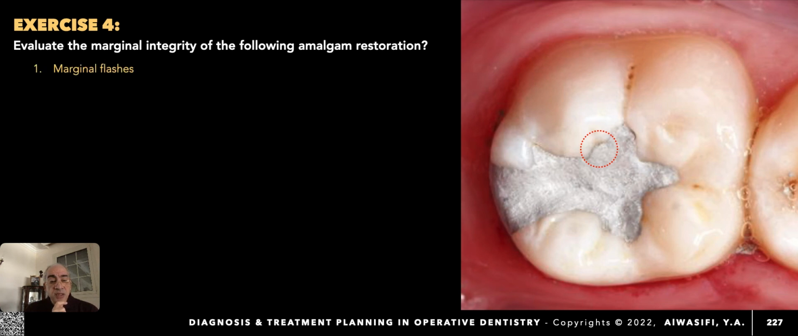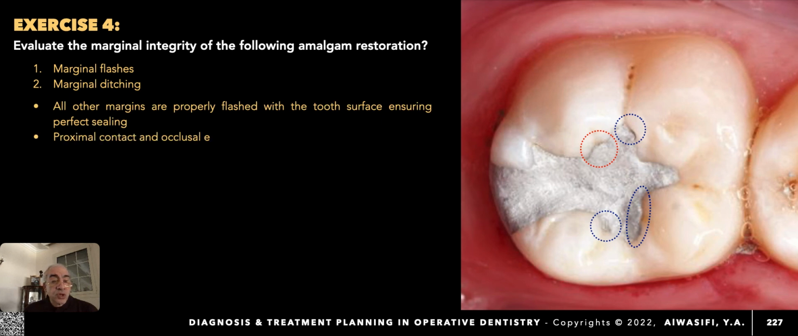Another one, but in an advanced stage, is marginal ditching. All of these seem to be marginal flashes because they are related to the same supplemental grooves of other cusps, which fractured over time. All other margins are clear, all other margins are well constructed, especially the contact area and the reproduction of proximal anatomy.